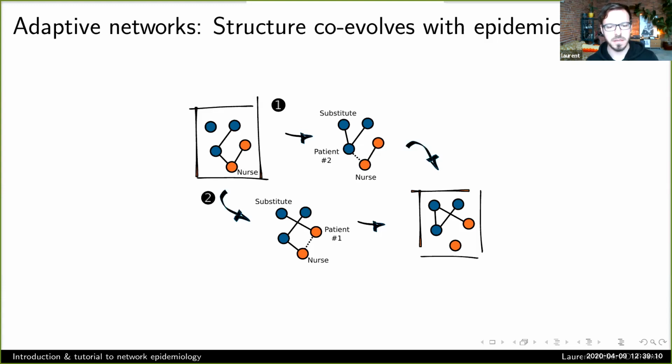Well, that means 2 things. That means that you're really helping the healthy patient that might be at the hospital for something else than the disease. They're not going to be in contact with a sick healthcare worker. But you're putting this new substitute nurse at risk because they're going to be in contact with the original sick patient. It's a little same thing that happens in classroom, right?